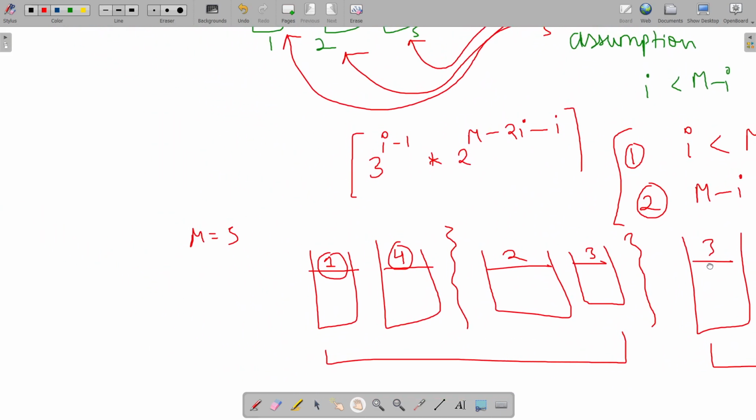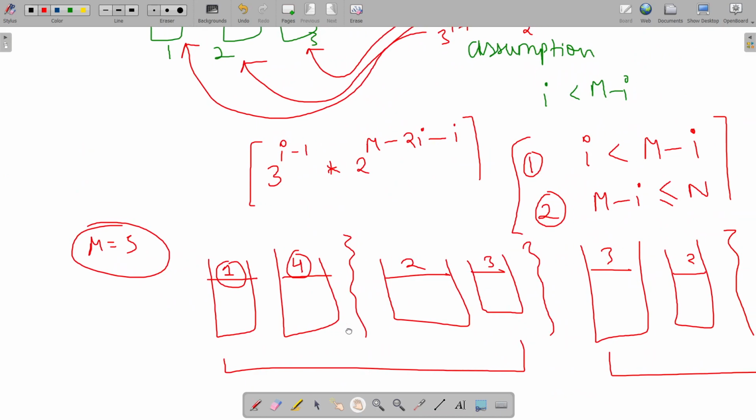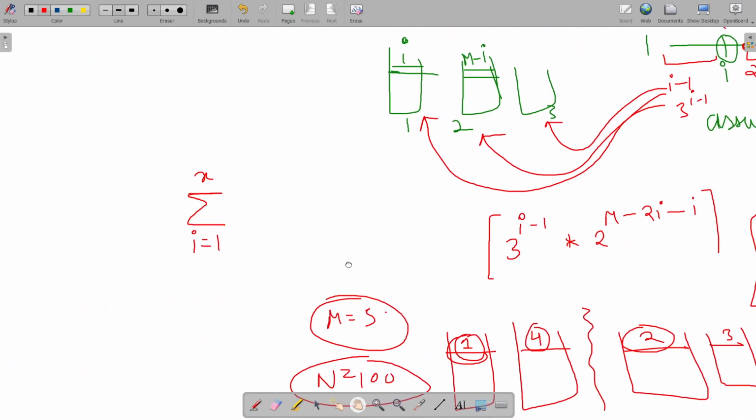Okay. So what we want to actually calculate is the summation i equals 1 to some x value. Like for m equals 5, i will go all the way till 2. It will also depend on the value of n, but suppose n is very large, or n is 100, so n won't be a bottleneck here. The value of i will be 1 or 2. It cannot be more than that, because then this constraint will fail. So here x will be 2.